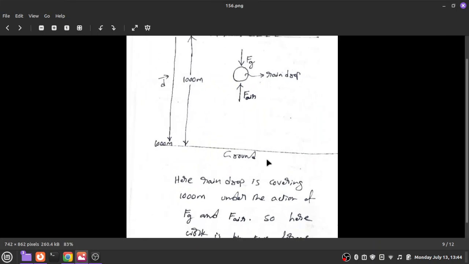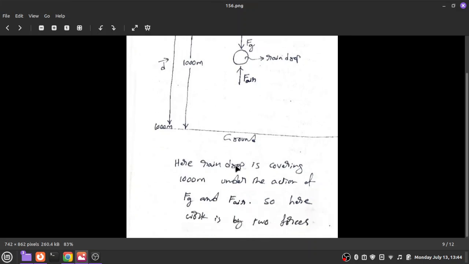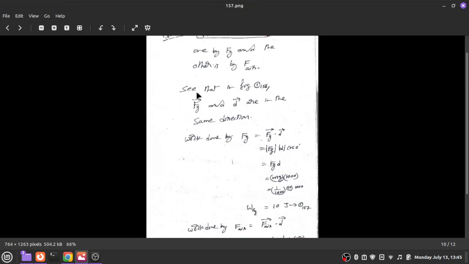Now consider the raindrop falling from the clouds. The downward force is the gravitational force, the upward force is the air frictional force, the air resistance force, and the displacement is 1000 meters. Here the raindrop is covering 1000 meters under the action of Fg and Fa. So here work is done by two forces, one by Fg and another by Fa.